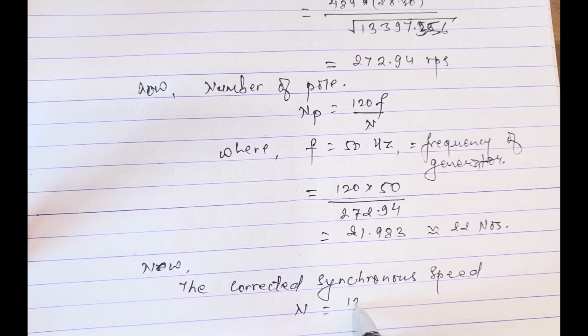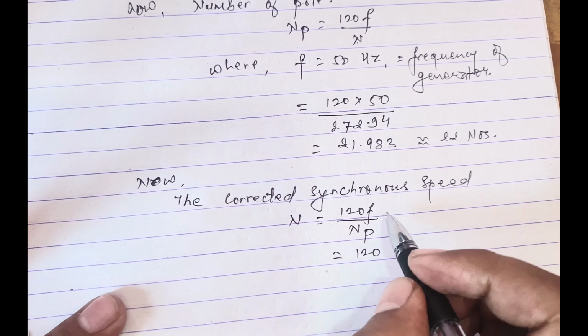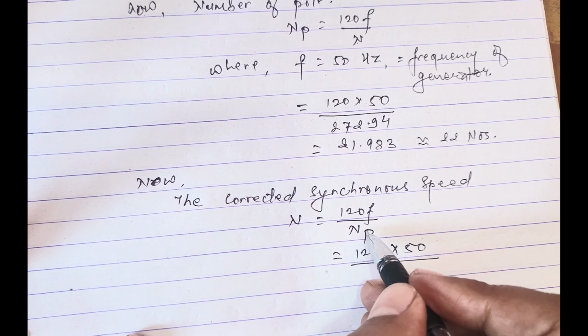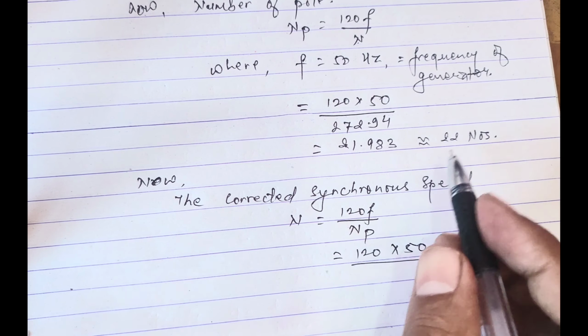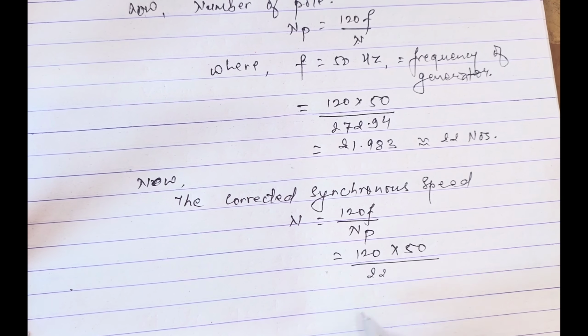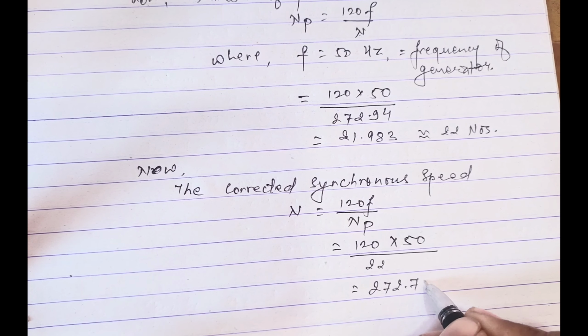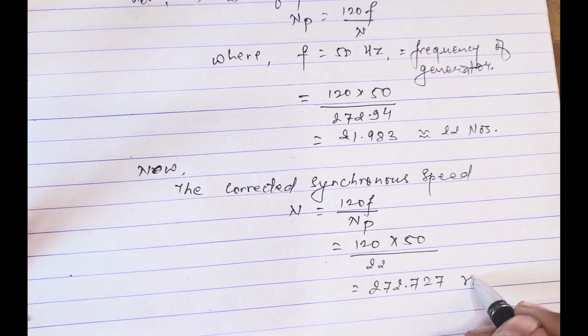Now the corrected N is equal to 120 F divided by P, equals 120 into 50 divided by, now placing Np equals 22, the recently calculated value, equals 272.727 rpm.